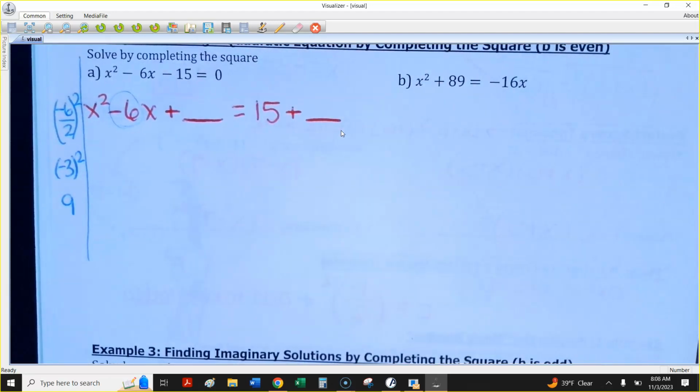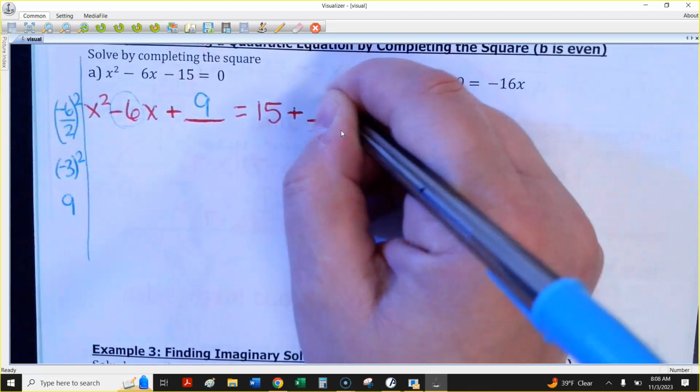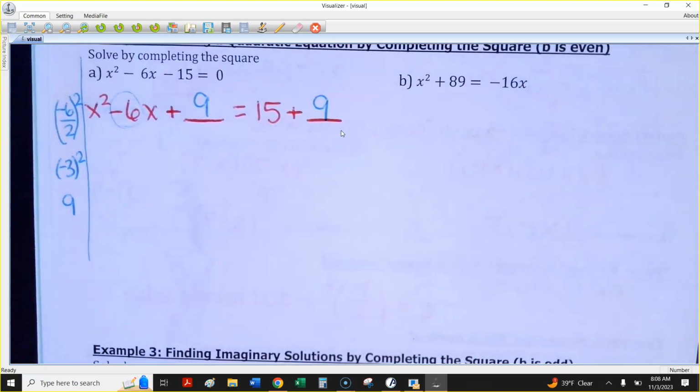Whenever you complete the square, you should always be adding something to both sides. So I'm going to add 9 to both sides of this equation. Okay, now what I've done is I've created a situation on the left where I can get two factors that are the same. We can squish them together and write them as that factor squared.